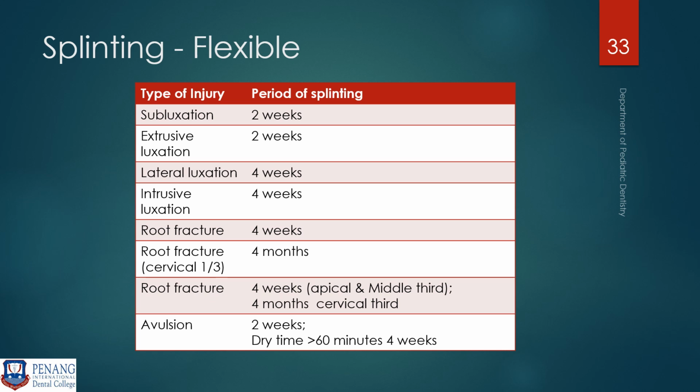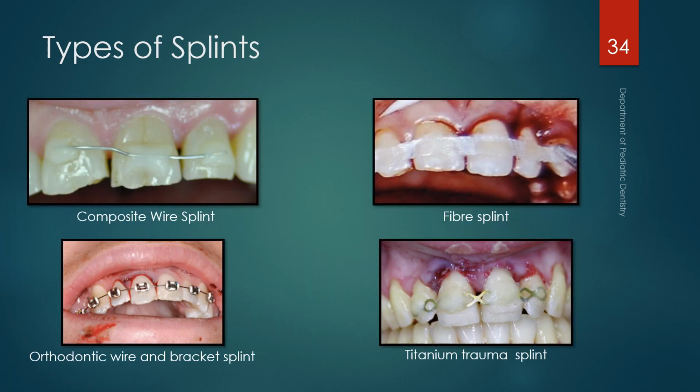So if the extraoral dry time for avulsion is more than 60 minutes, then you have to go for 4 weeks of splinting. Because the dry time is more than 60, we are not looking at the regeneration of the periodontal ligaments. We may be looking at ankylosis, which may be the most favorable outcome in this particular scenario. So we have to wait for 4 weeks for the ankylosis to happen. So this tells you the period of splinting.